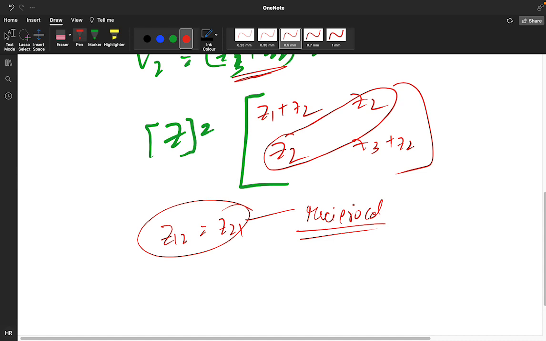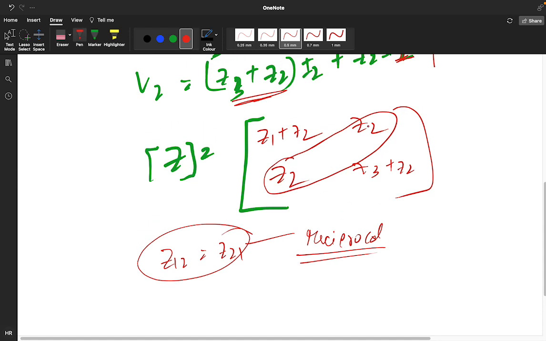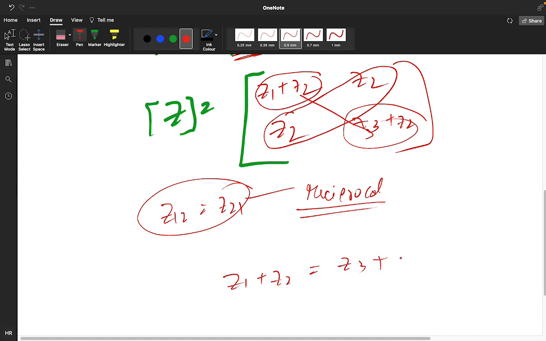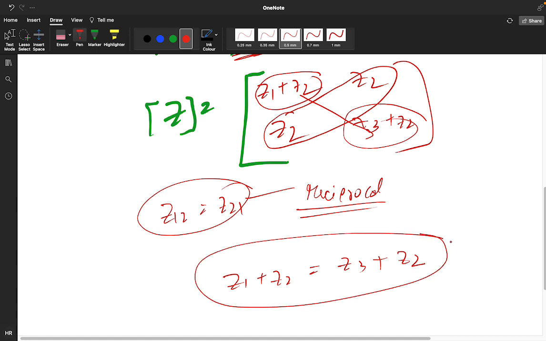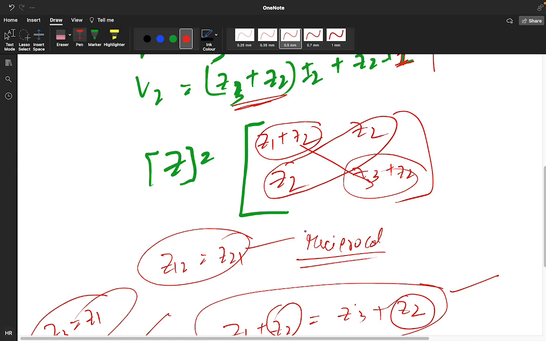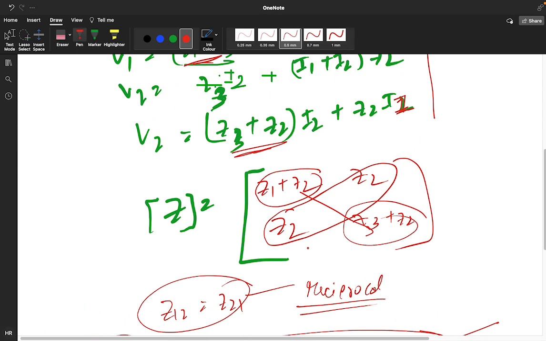From the previous result, what I told you, for a reciprocal network, your Z12 must be equal to Z21, and we are getting the same. Z2 is equal to Z2. And for symmetry, this should be equal to this. If Z1 plus Z2 is equal to Z3 plus Z2, then only the network will be symmetric. Prasanna, do you have any doubt in this? Or is it clear? Or shall I repeat it again?